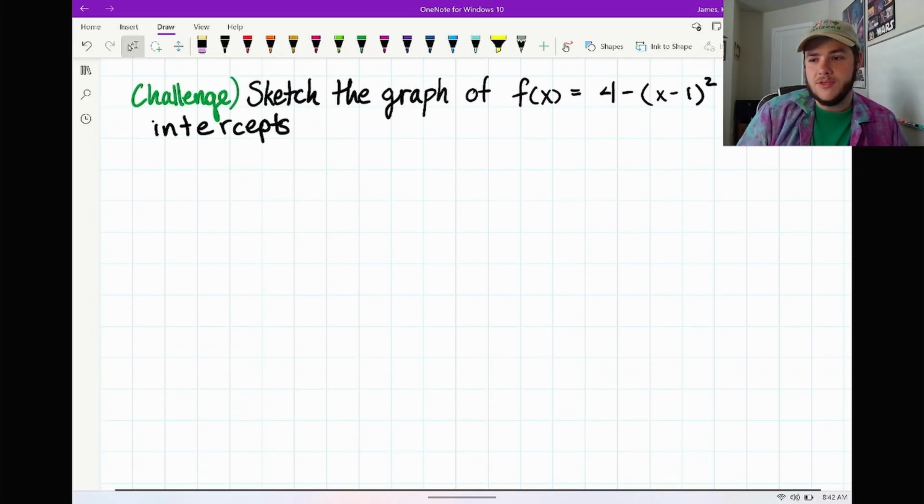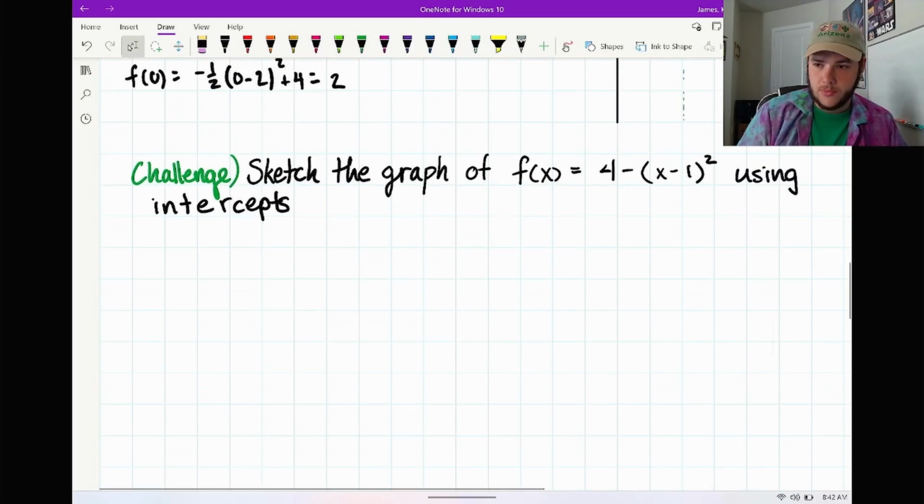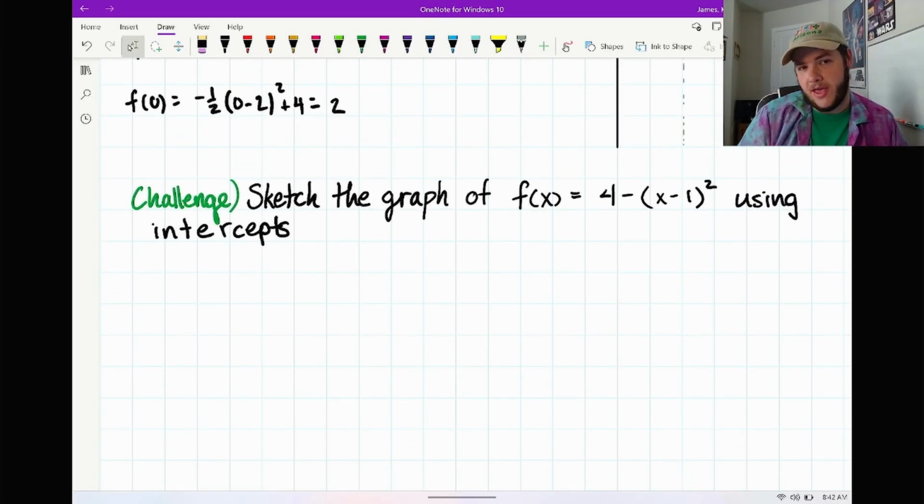Now, here's a challenge problem for you. Can you sketch the graph of f of x equals 4 minus x minus 1 squared using its intercepts instead of the vertex form information? Go ahead and pause the video here. See if you can tackle it on your own. If you need a hint, let it play a little longer.